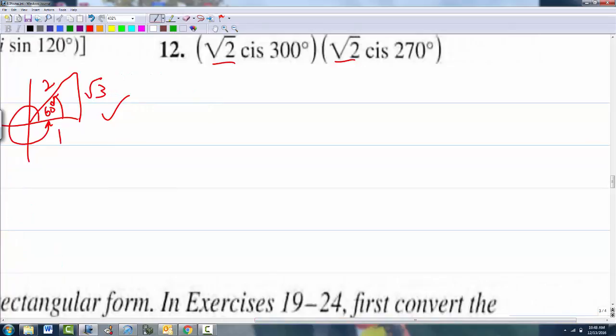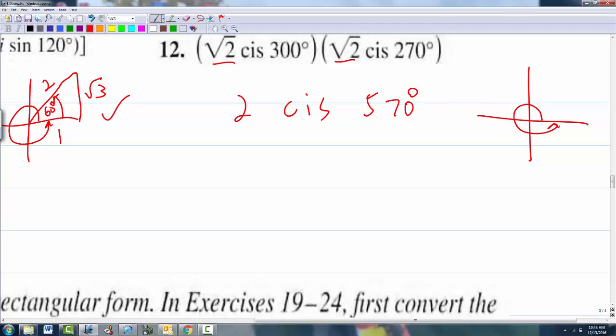What's root 2 times root 2? 2. Cis 570. The only thing you have to do is now figure out where 570 is. 360 plus... 460. 560. So 360 plus? Nobody? All I'm asking you to do is subtract 360 from this. You're killing me, Smalls. I love that movie, by the way.